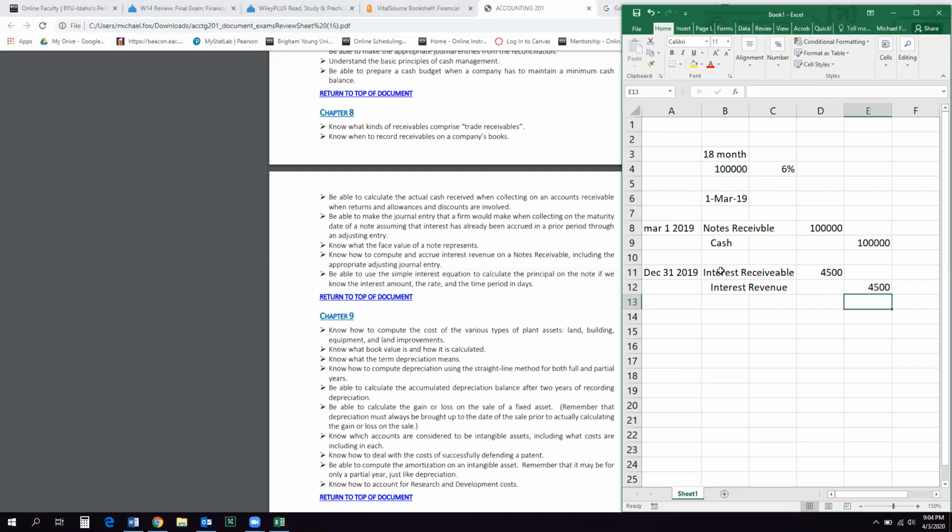So now when the note comes due, on, what was it, September, is that what we decided? March to March is 12 months, April, May, June, July, August. So September 30th.